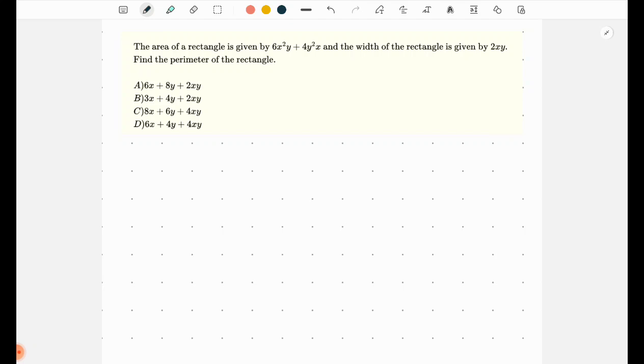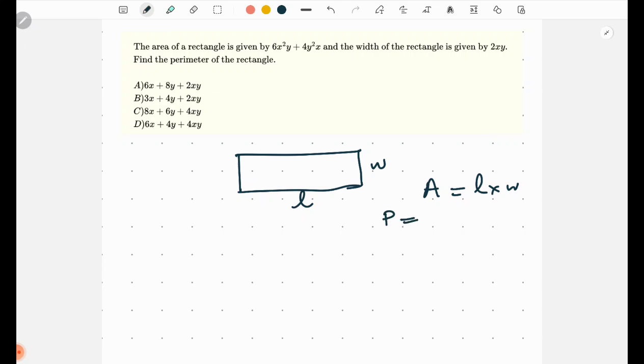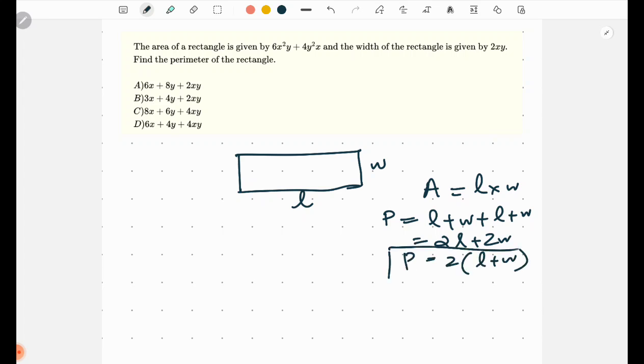Before we start, let's recall the basics. A rectangle is a figure with four sides, with opposite sides being equal and all angles being 90 degrees. If L is the length and W is the width, then the area is given by L into W. The perimeter is the sum of all sides, which is L plus W plus L plus W. That's 2L plus 2W, or 2 into (L plus W).